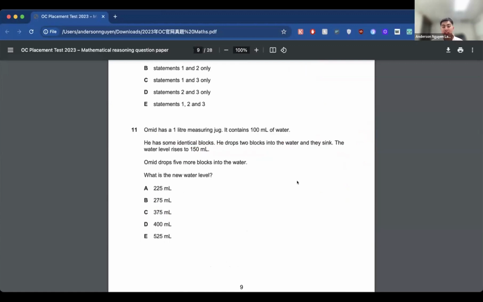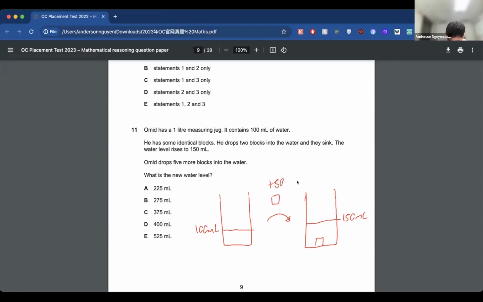Omid has a 1 liter measuring jug. It contains 100 milliliters of water. He has some identical blocks. He drops 2 blocks into the water and they sink. The water level rises. Omid drops 5 more blocks into the water. What is the new water level? I find that sometimes it helps to draw a diagram here. So it's currently at 100 milliliters. You chuck in 1 block and all of a sudden it's at 150 milliliters. So that means that by adding 1 block, you've gone up by 50 milliliters. Oh, sorry, it wasn't 1 block, it was 2 blocks. So 2 blocks.